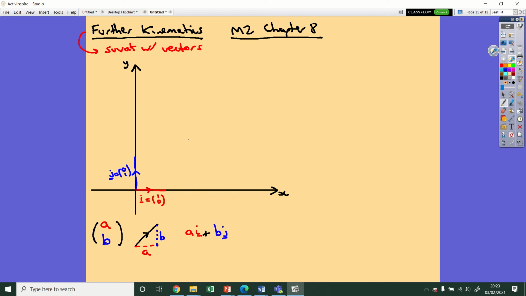Okay, so a question is going to use these two notations interchangeably. I think it's better to use column vectors because it's easier to manipulate and easier to read as well. But I think it's up to you to decide which one you want to use.